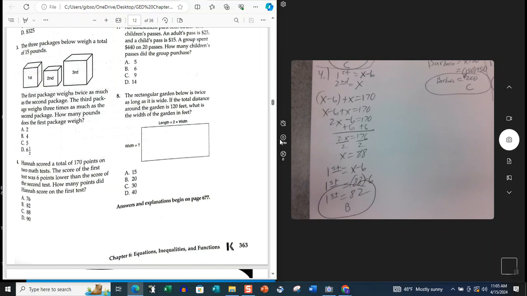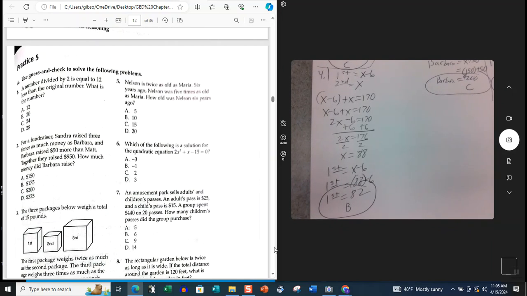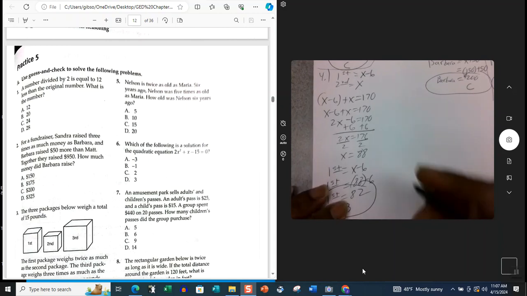All right, now we move on to problem number 5. It says Nelson is twice as old as Maria. 6 years ago, Nelson was 5 times as old as Maria. How old was Nelson 6 years ago? Okay, for this problem here, we're going to have to use the process of elimination for number 5. So what we're trying to do here is we're saying that at this moment, Nelson is twice as old as Maria.